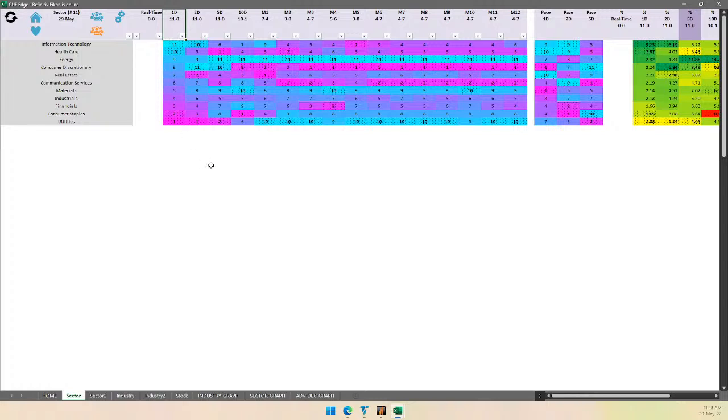This is a sector heat map scorecard. On Friday, information technology and healthcare are strongest. Which ones are the weakest? Consumer staples, utilities. What does it show? It shows that the defensive sectors are weakest and the non-defensive ones, many growth stocks in infotech and healthcare, they are the strongest on Friday.